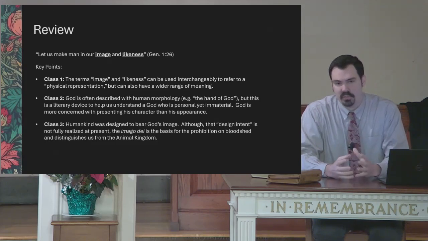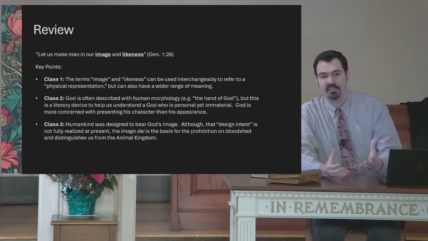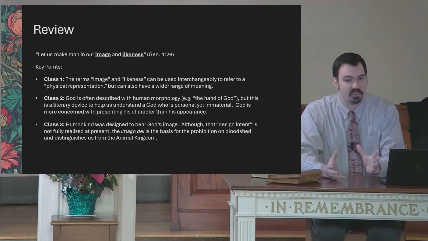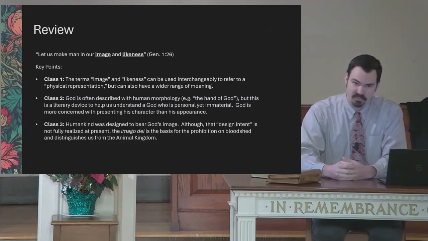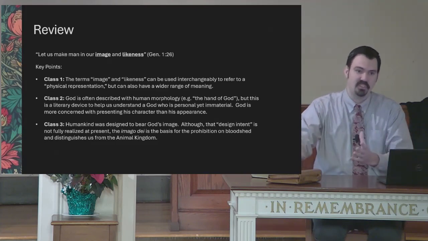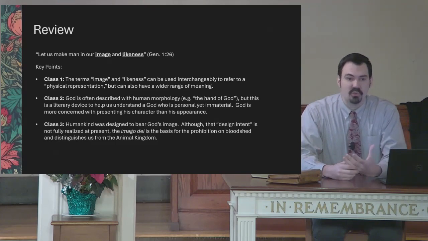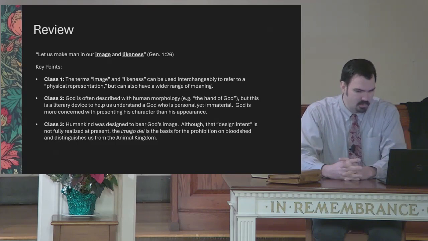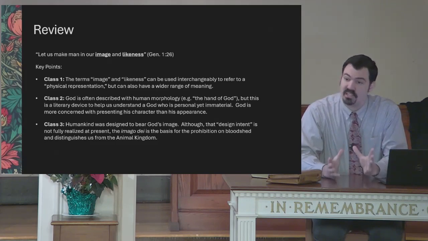So in class 2, we looked at the significance of these expressions, their literary devices to help us understand God and how he acts, that he is in fact a personal God. He is relatable to us, even though he is an awesome God. He's vast, he's beyond human comprehension in so many other ways. He is portrayed with these human anatomy, if you will. So the main objective God has in revealing himself is to present his character.